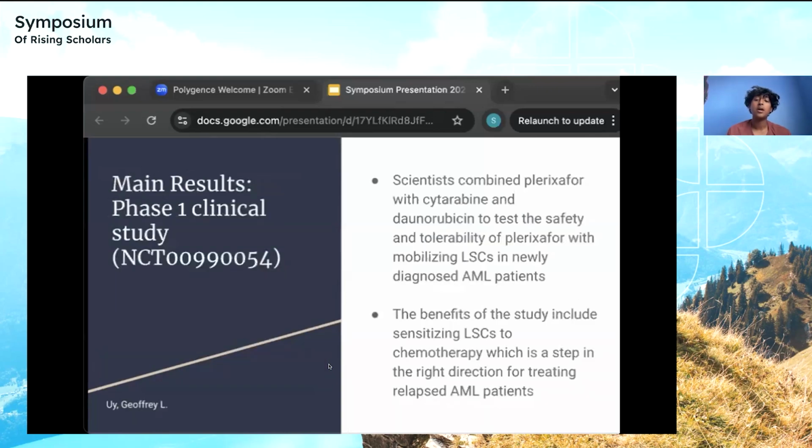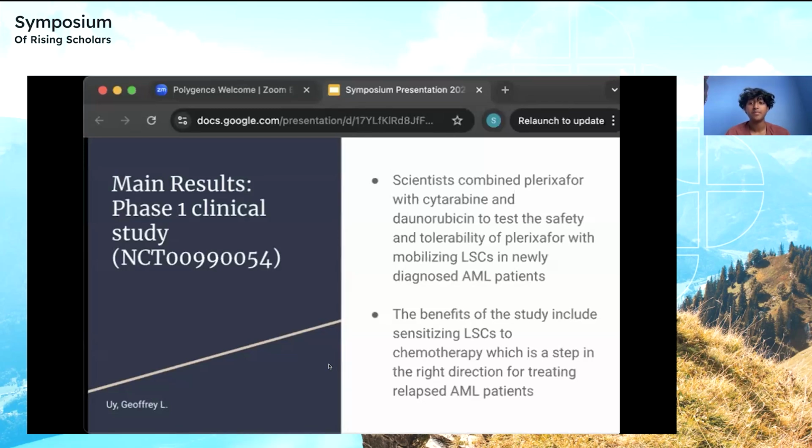So the main study that my paper goes over is a phase 1 clinical trial conducted by Gail J. Robaz. And in this study, scientists combined plerixafor with cytarabine and daunorubicin to test the safety and tolerability of plerixafor with mobilizing LSCs in newly diagnosed AML patients. The results of the study yielded a 67% complete remission rate, which suggests that the mobilization increased LSCs' vulnerability to chemotherapy, which possibly improves treatment outcomes for patients with relapsed AML. The benefits of the study can include sensitizing LSCs to chemotherapy, which is a step in the right direction for treating relapsed AML patients.